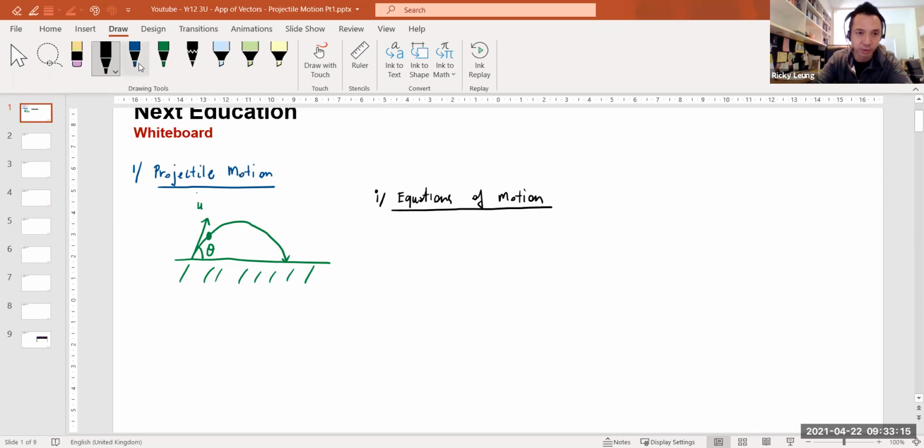A couple of things to note before I begin. We have gravity working downwards. Initially, and this is important because we're going to use this as part of our maths, so I'll put a little blue box here. Initially, when t equals 0, 6 things apply.